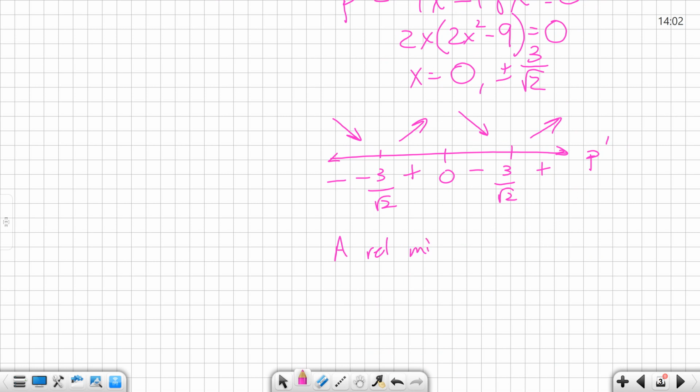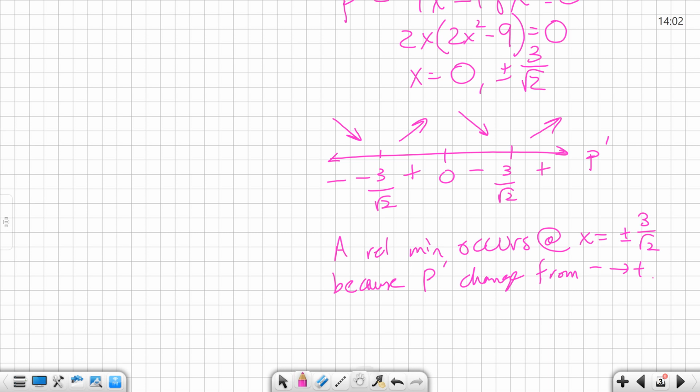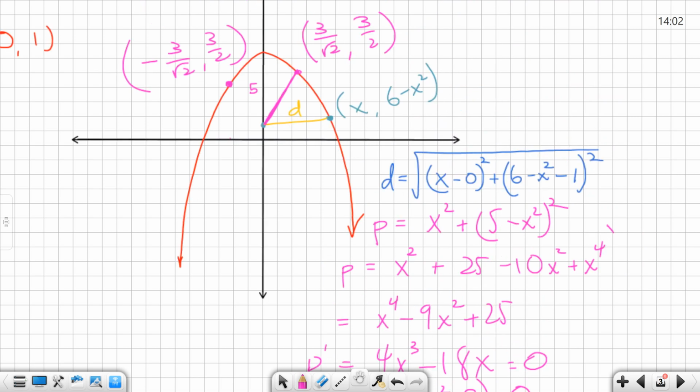A relative min occurs at x equals plus or minus 3 over the square root of 2 because P prime changes from negative to positive. Okay, and then again, make sure you answer the question and make sure you include units if it applies to the problem. So in the box problem, you want to include inches. This doesn't really have units because you're just looking for the 2 points, which we found over here.